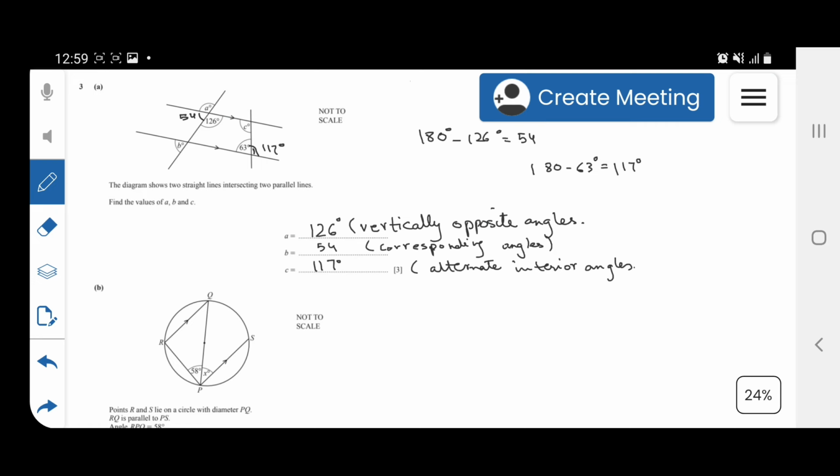So this is the solution of question number 3A. Now let's move on to question number 3B.